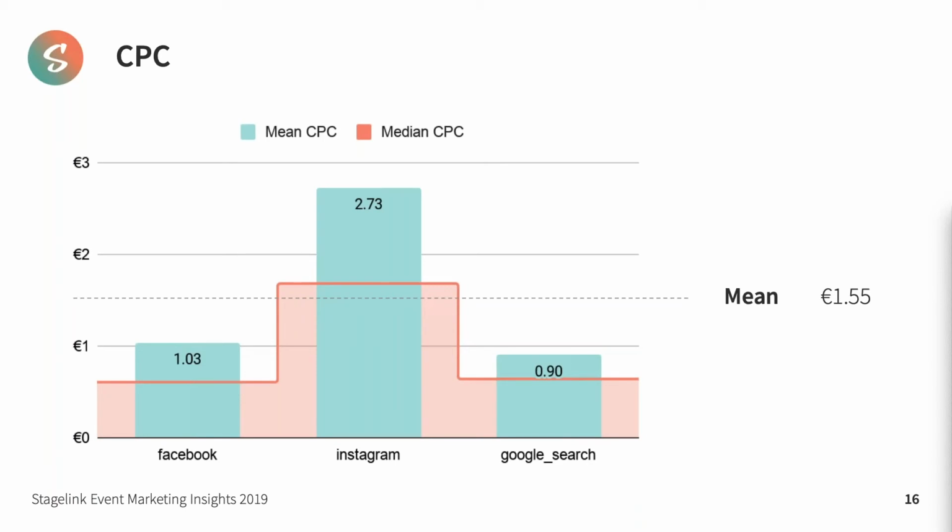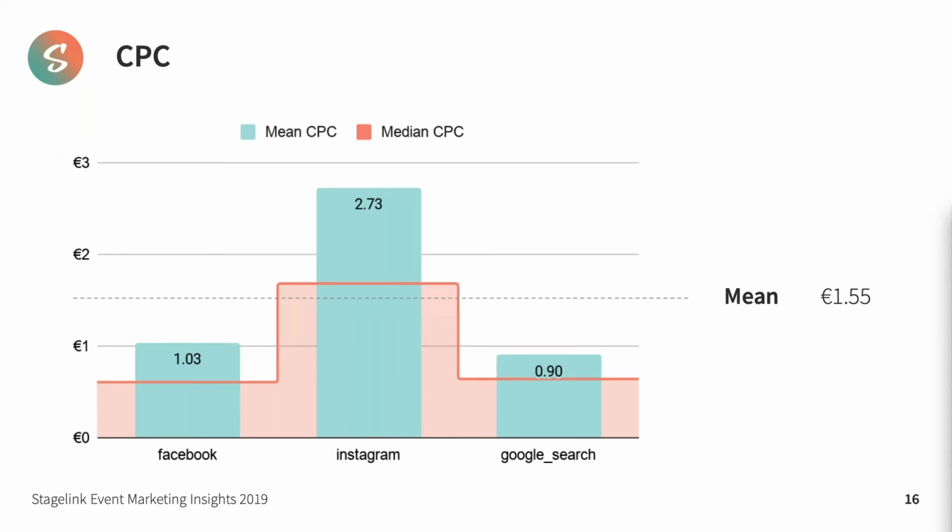People don't click links on Instagram, and the CPC is high. Wait, does that actually make sense? Why is that the case? Low click rate means high cost per click? Yes, that is true, because on Facebook and Instagram, especially, we mostly exclusively pay for impressions.